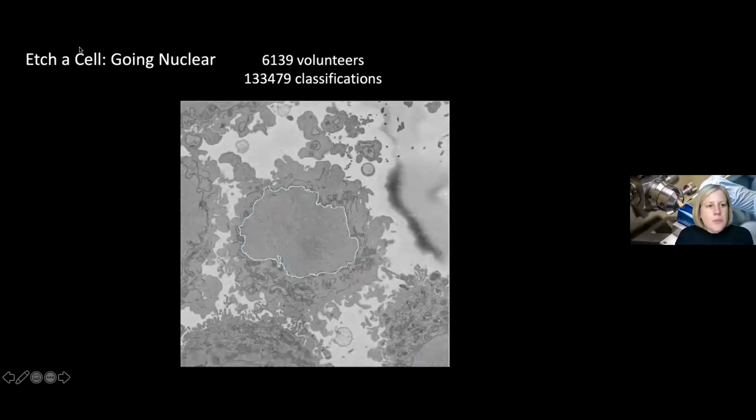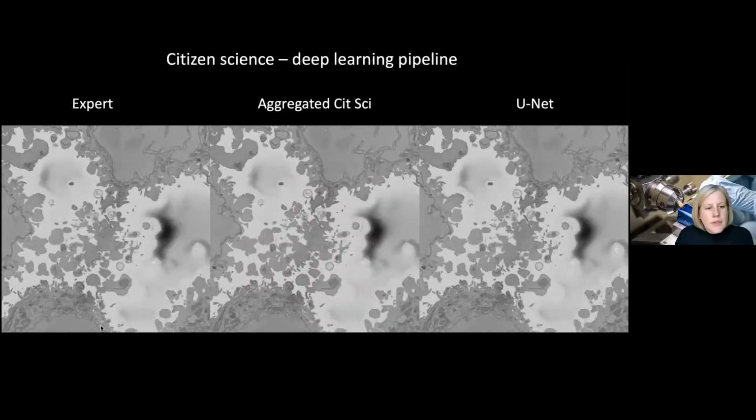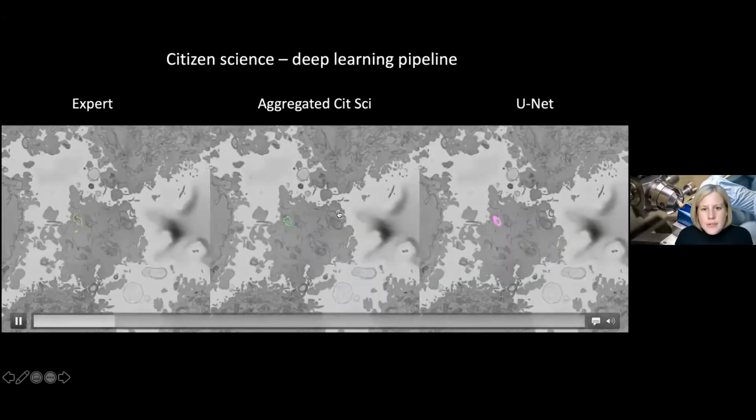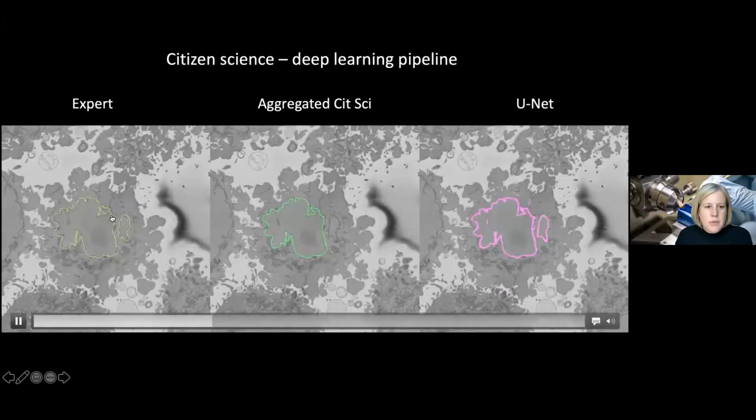And so the first project we had was on the nuclear envelope. So that was EtchAcell going nuclear. We had more than 6,000 people drawing lines and more than 130,000 classifications. And this is just showing you all of the lines drawn on a single image, which you can see are of varying quality. So we feed out each image to between 15 and 30 citizen scientists so that we can get some consensus. And the result is that the aggregated citizen science data looks very similar to the expert.